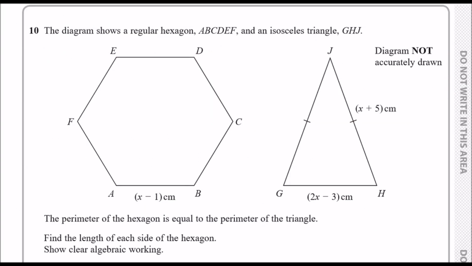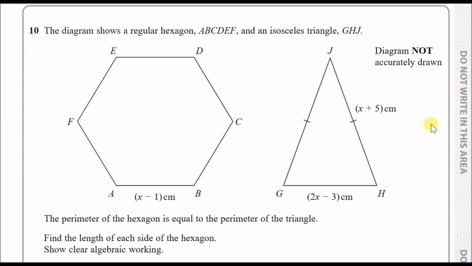Alright, number 10. So the diagram shows a regular hexagon and an isosceles triangle. So we've got them both here. Now the perimeter of the hexagon is equal to the perimeter of the triangle. Find the length of each side of the hexagon. So one key thing to note, guys, because you've got a regular hexagon, this means that every single length around the hexagon is also x minus 1, so they're all the same.